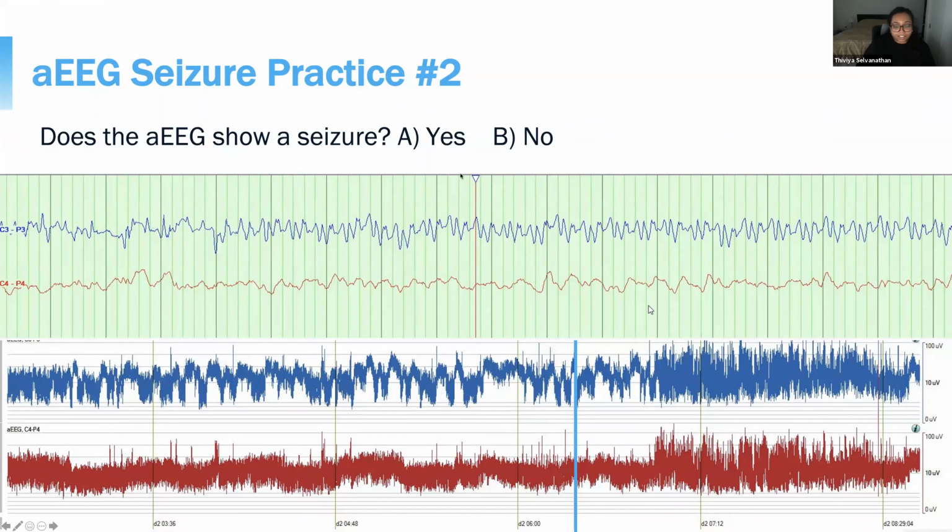So I'll just launch the poll again. Oh, sorry, wrong poll. So this is AEEG seizure practice number 2.